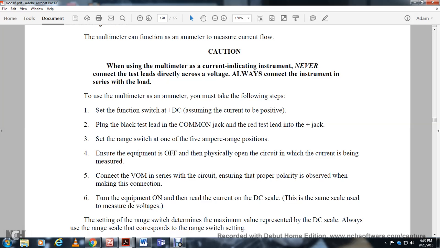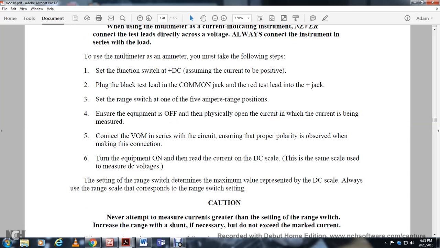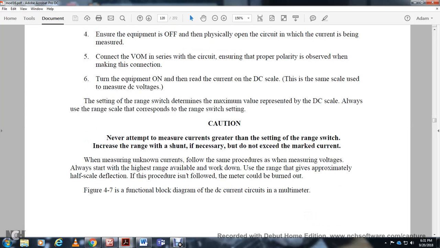Turn the power on and read the current on the DC scale, the same scale you use to measure DC voltage. Set the range switch to determine the maximum value, for example, on the DC scale. Always read the scale corresponding to the range switch setting. Never attempt to measure currents greater than the setting of the range switch, which is within the range of the shunt, with the marked current.